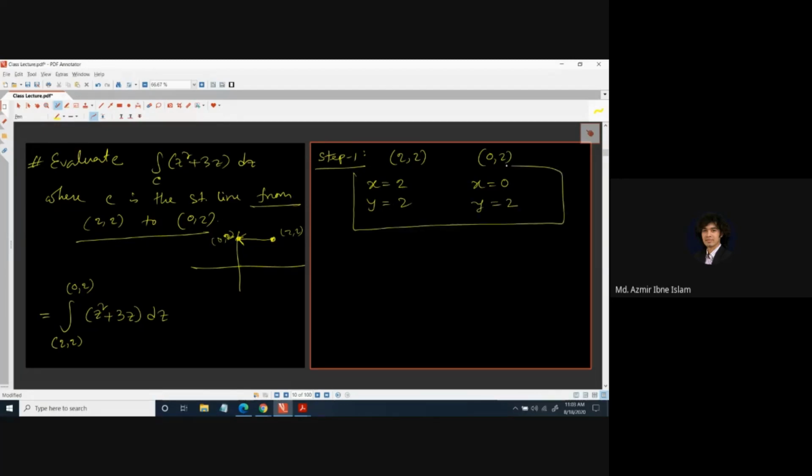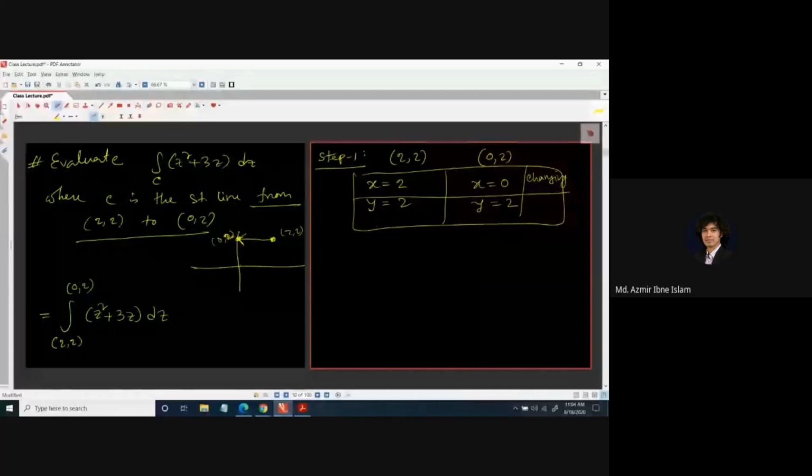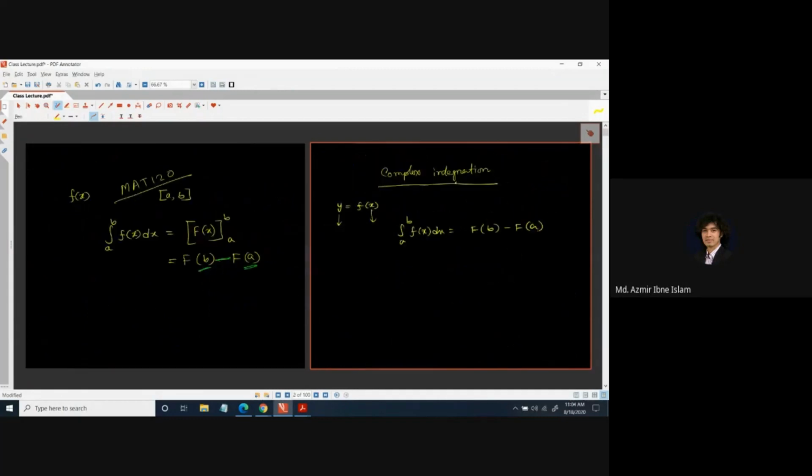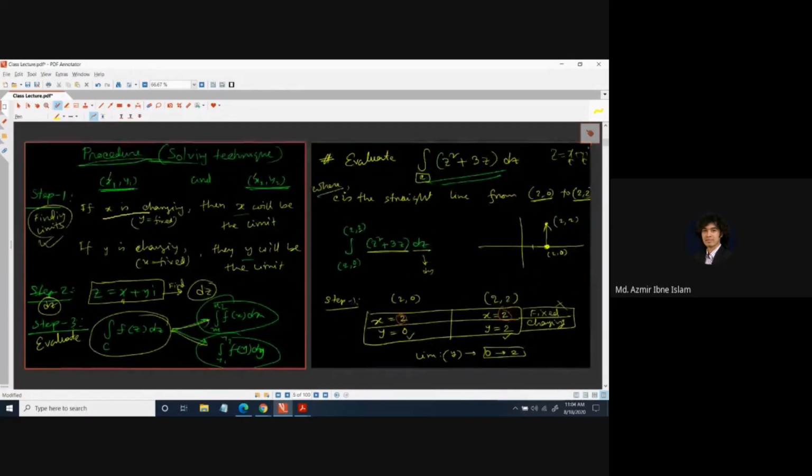So now, try to check. Here you can see that x equal to 2, x equal to 0. So x is changing at this moment for this integral, for this c. And y equal to 2, y equal to 2. So obviously y is fixed. Is that okay? Yes, sir. So theoretically, we have written previously that if x is changing and y is fixed, then x will be the limit. If y is changing and x is fixed, then y will be the limit. If both x and y are changing, then both will be limits. So this is the concept.